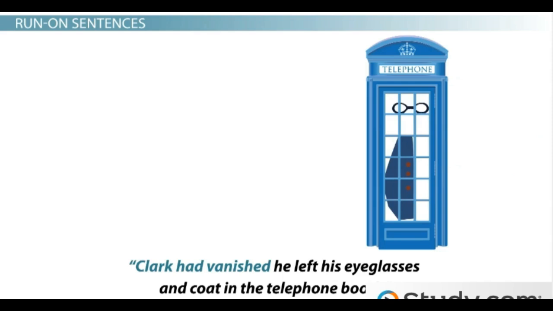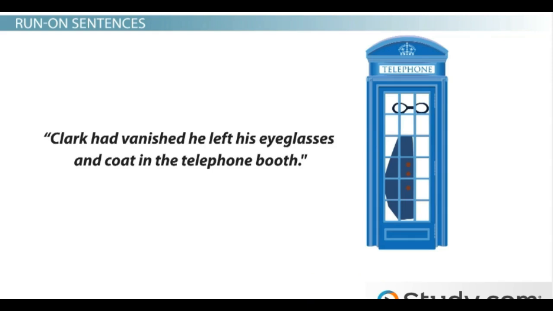You have two independent clauses here. Clark had vanished, and he left his eyeglasses and coat in the telephone booth. To make this a proper sentence, and not a run-on, you must add proper punctuation. You have several different options. Which you choose is a matter of your personal style and how you want to make the sentence look and feel to your reader. You can add a comma and a coordinating conjunction.